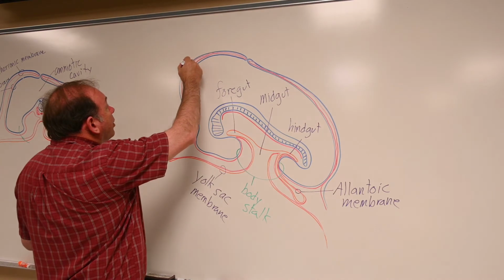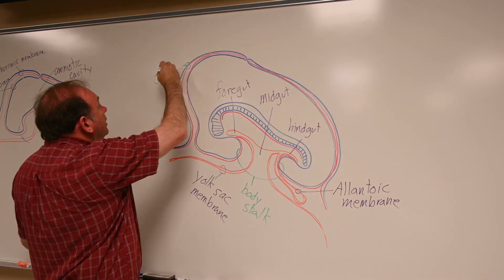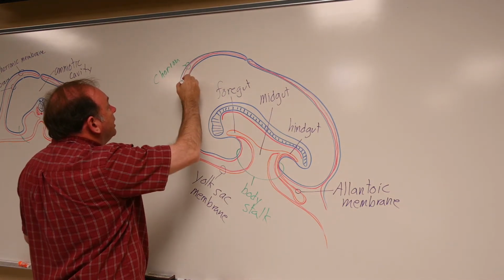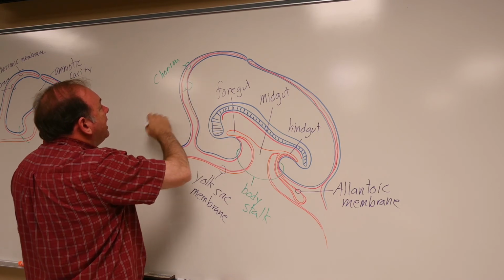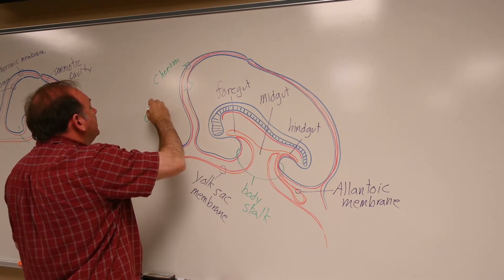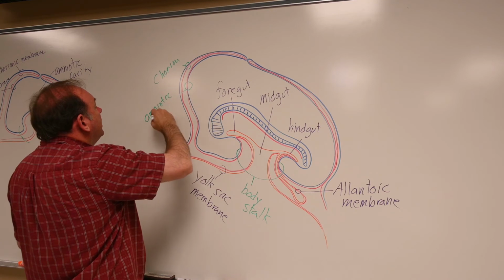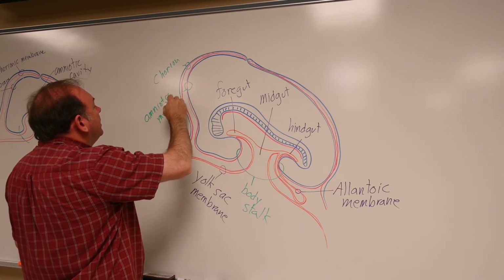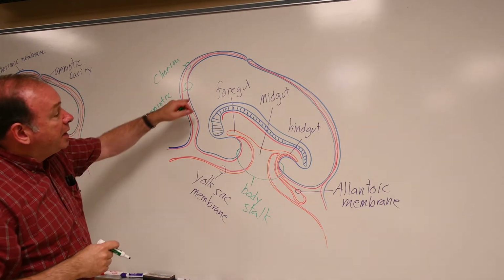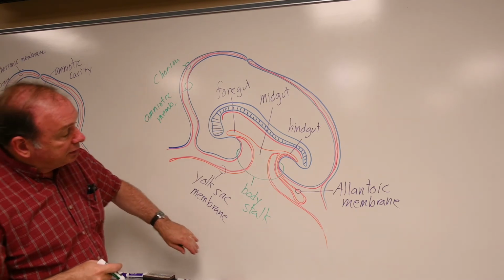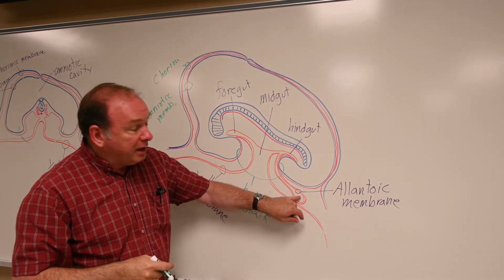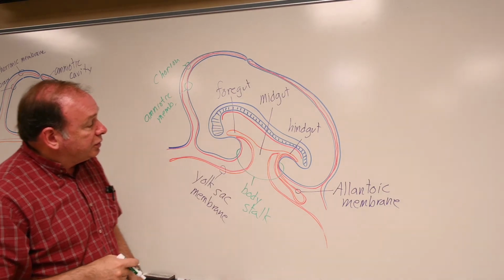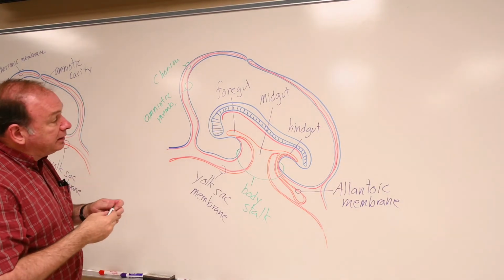We've got our outer chorionic membrane, or chorion. We have our inner amniotic membrane. We have our amniotic cavity, we have our yolk down here. We've got the cavity of our allantoic structure out here off the hindgut.